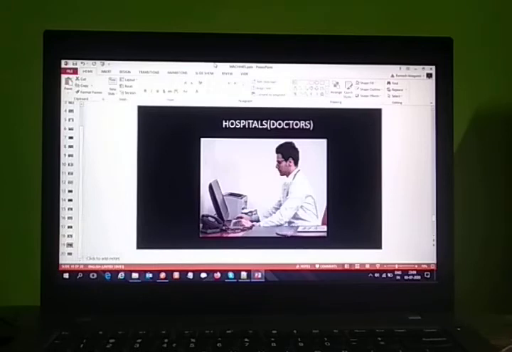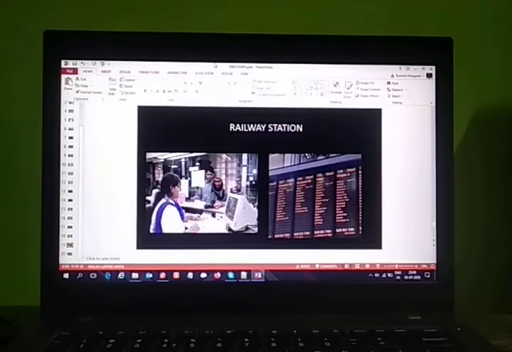Okay. So next, railway stations. In a railway station, computers are used mainly to book tickets and to display the information of trains. Two pictures are there here. See, one is a booking counter and another one is a display board. For these two purposes, computers are used in a railway station.